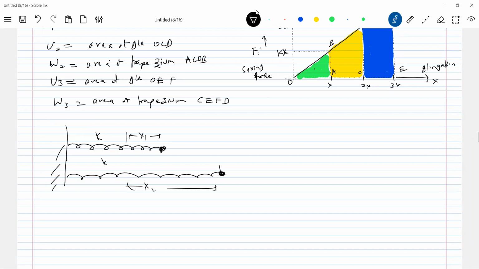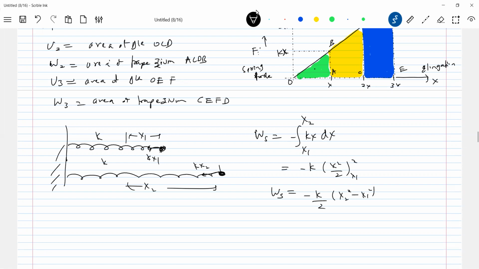What will be the work done by the external agent? The difference in elastic potential, or the work done by the spring force, how do you write? How will the spring force be acting? Spring force will act in this direction, so spring force does negative work. So what should you write? Integral of kx dx from x1 to x2, with a negative sign. Why negative sign? Spring force will act opposite to displacement. So this should be kx²/2 from x1 to x2. It does negative work. If you don't want that sign, just take it out, no problem.